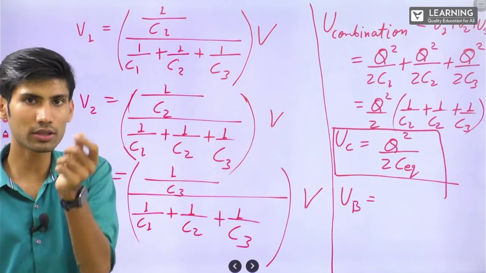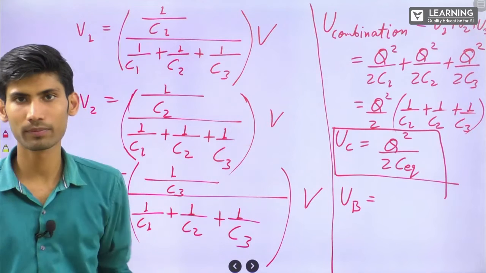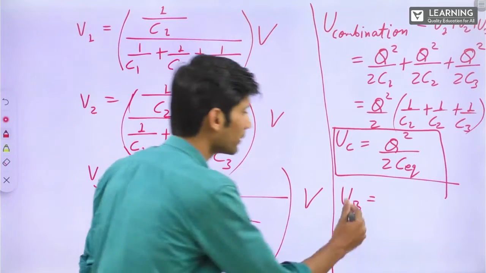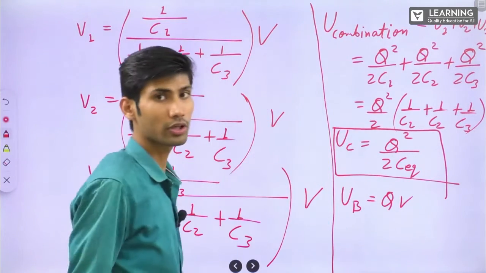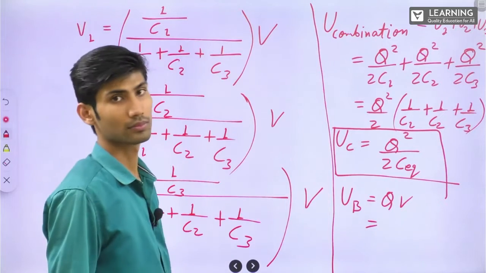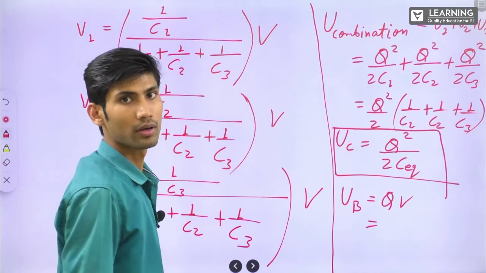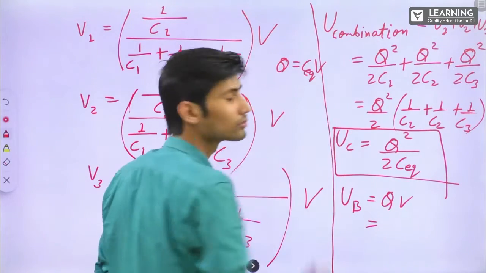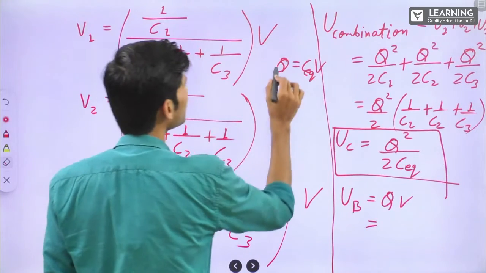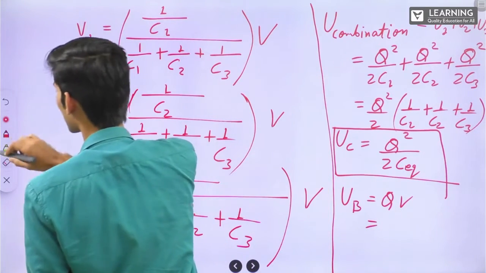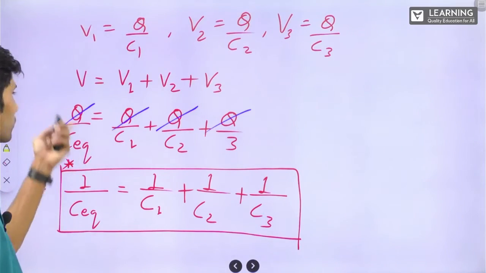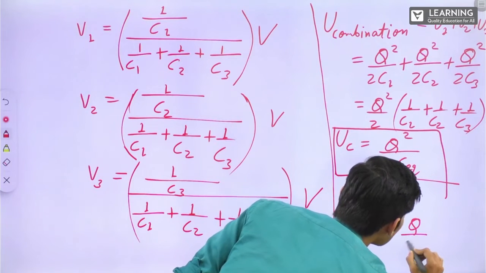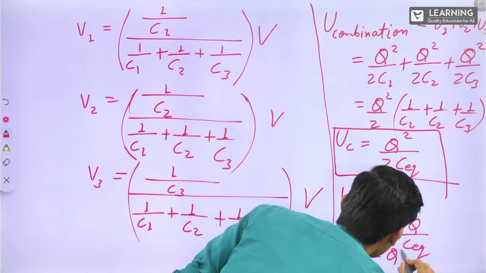Because the battery will provide Q amount of charge, and the potential difference across the terminals of the battery will also be given, correct? So this will be Q into V. How much is V? Q is equal to CV, C equivalent into V, correct? So V is equal to Q by C equivalent. That's what we got here. From here, V is equal to Q by C equivalent. So here, Q into Q by C equivalent, and that is equal to Q square by C equivalent.